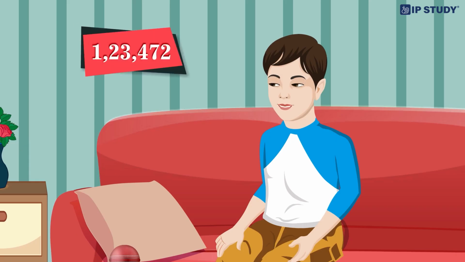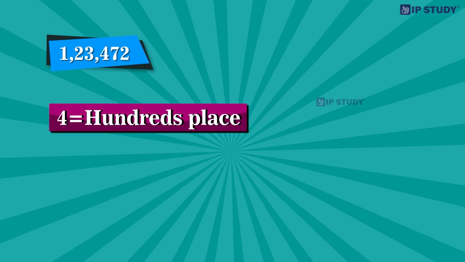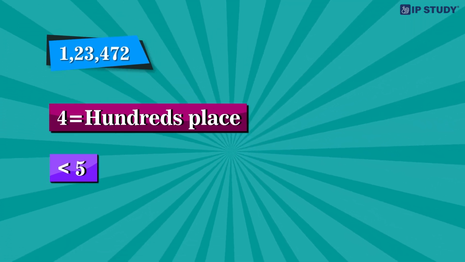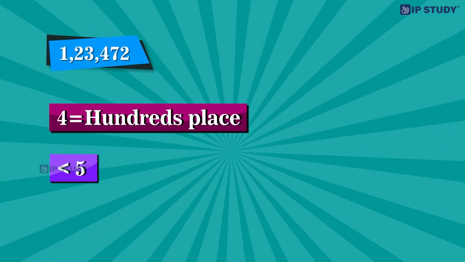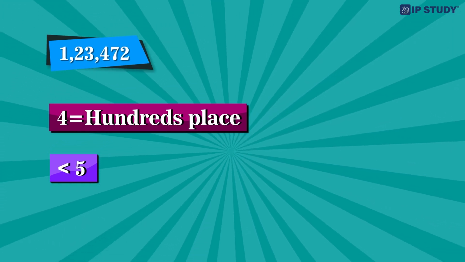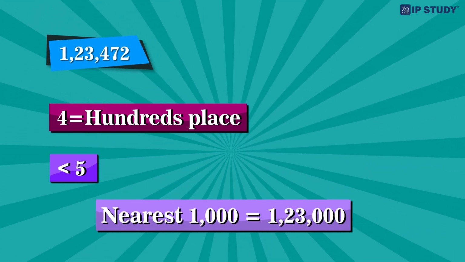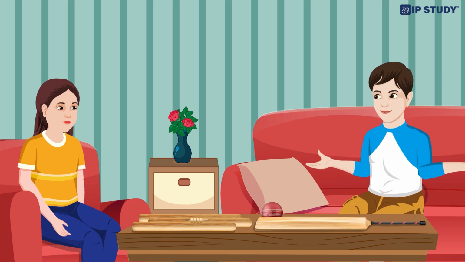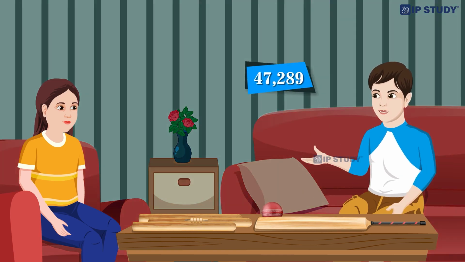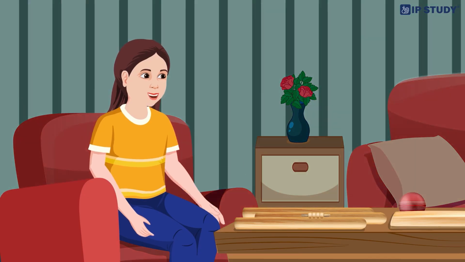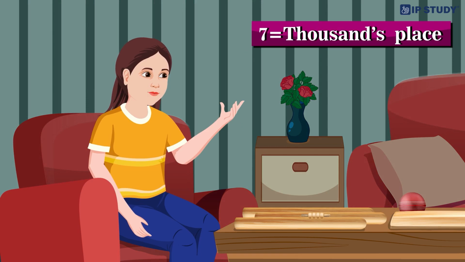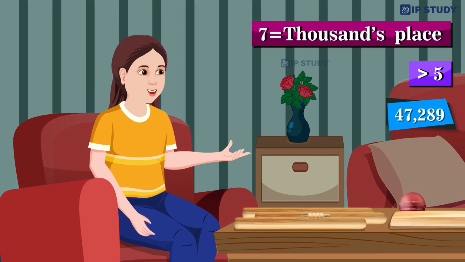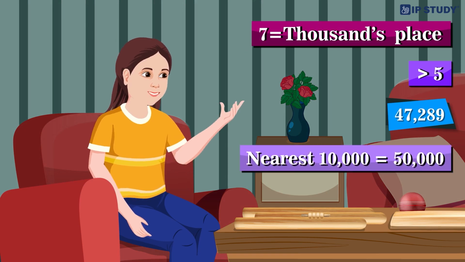How would you round 1,23,472 to the nearest 1,000? Look at the hundreds place. Since it's 4, which is less than 5, we round down. So, 1,23,472 rounded to the nearest 1,000 is 1,23,000. That makes sense. What about 47,289 to the nearest 10,000? Look at the thousands place. It's 7. So we round up. 47,289 rounded to the nearest 10,000 is 50,000.